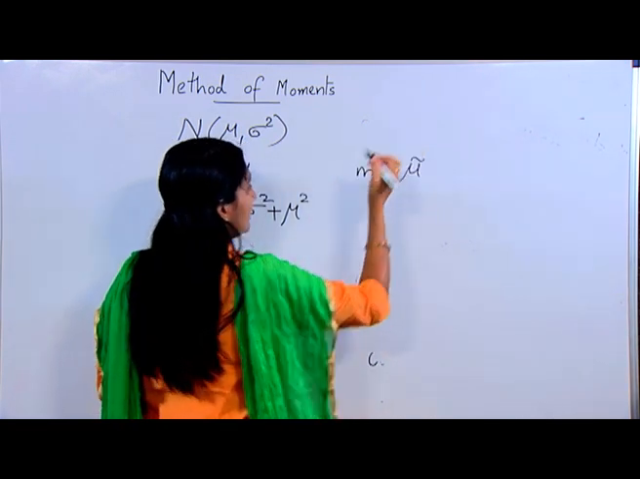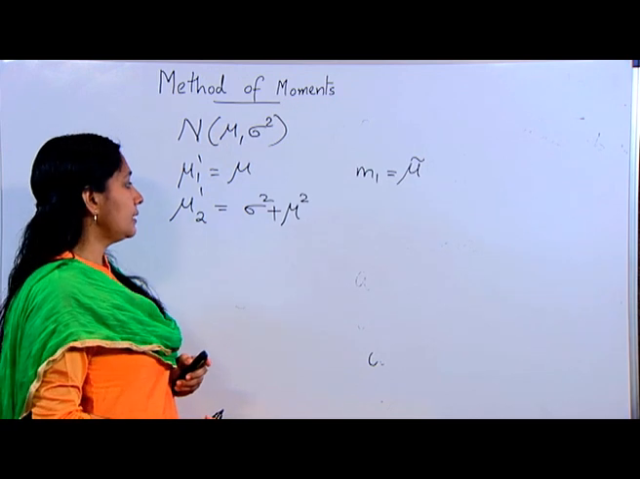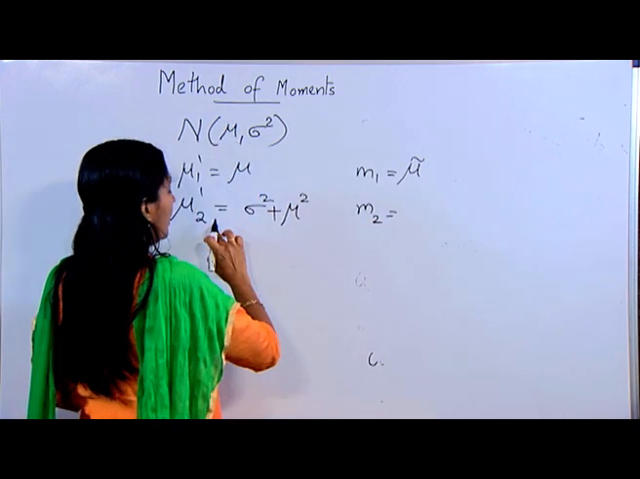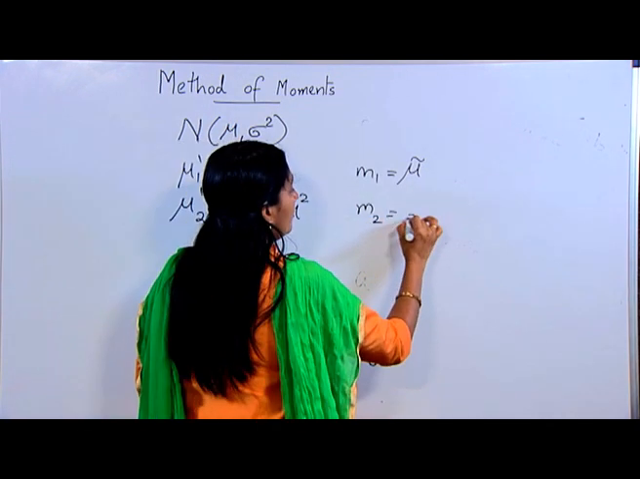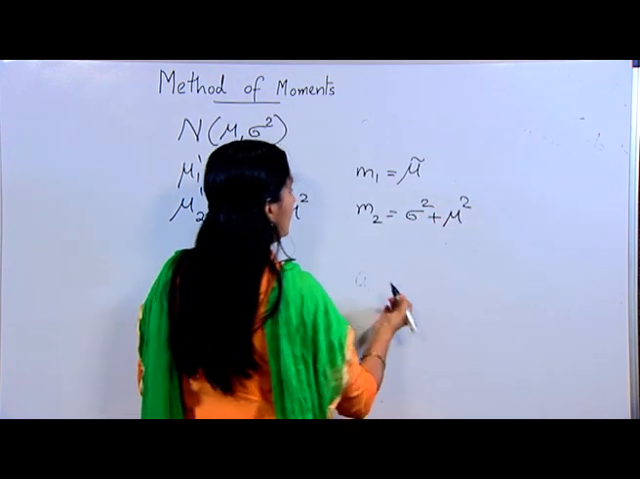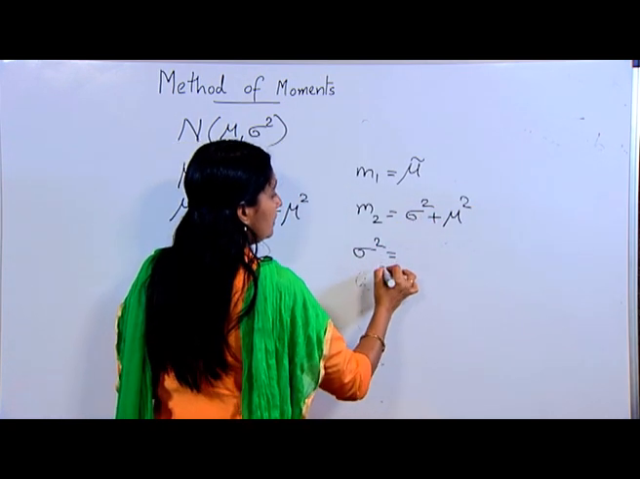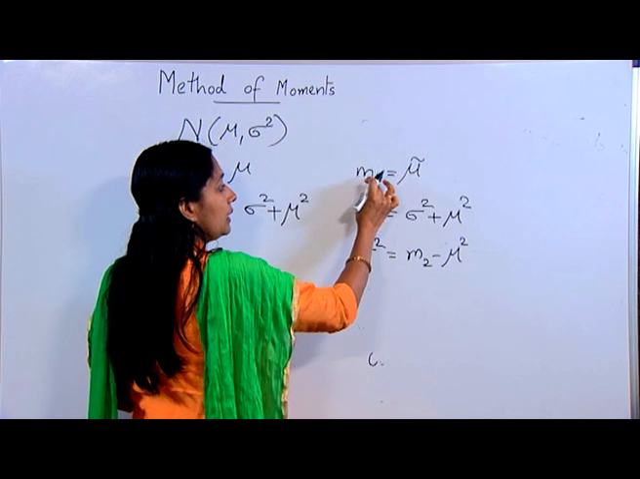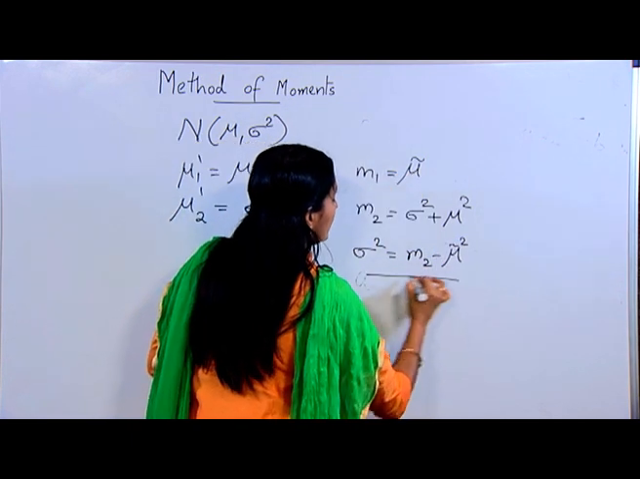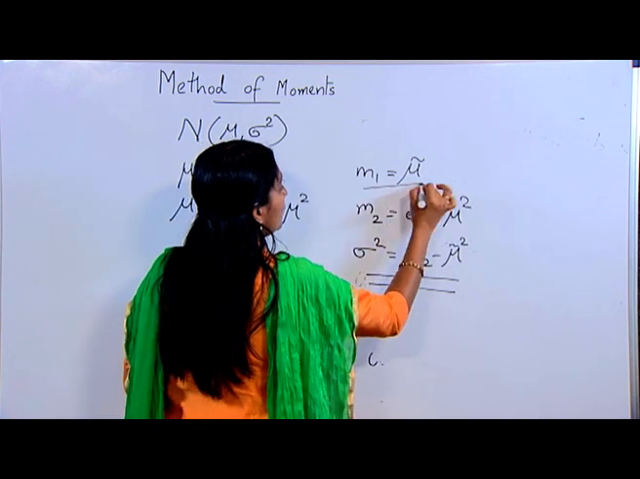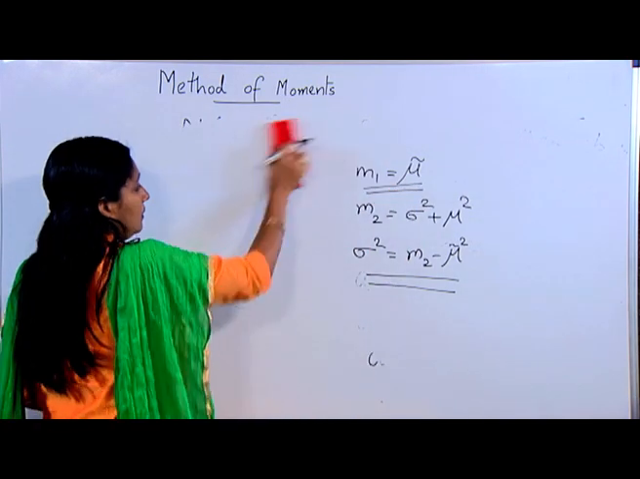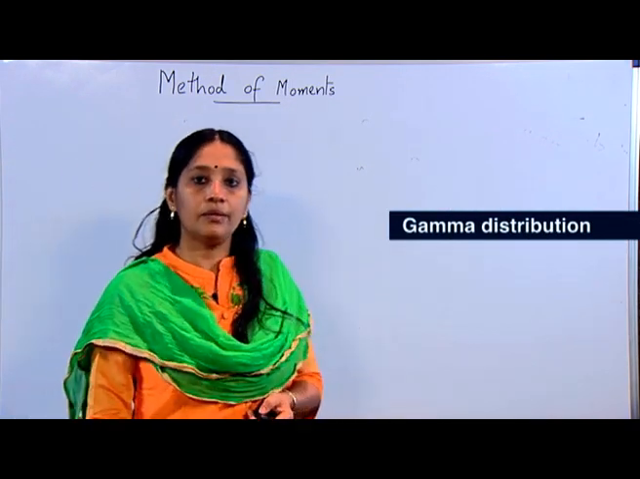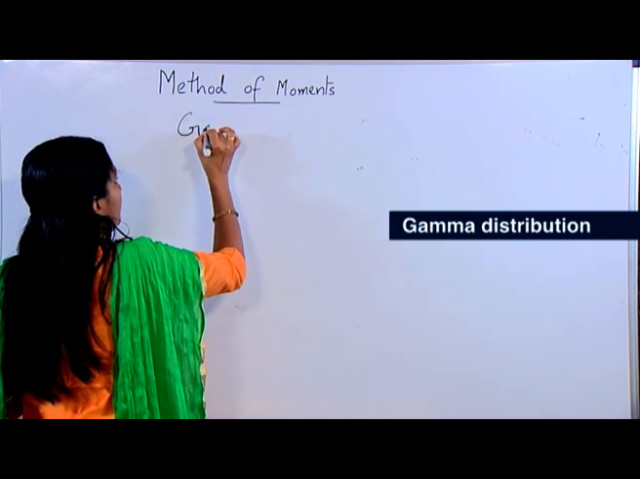That means, the moment estimator of mu is mu curl is equal to m1, and the second equation we have m2 is equal to second order sample moment is equal to second order population moment. This is sigma square plus mu square. From this we get sigma square is equal to m2 minus mu square. So, since we have mu curl is equal to m1, this is sigma square curl is equal to m2 minus mu curl square. Now, let us consider a random sample from the gamma distribution with parameters m and p.